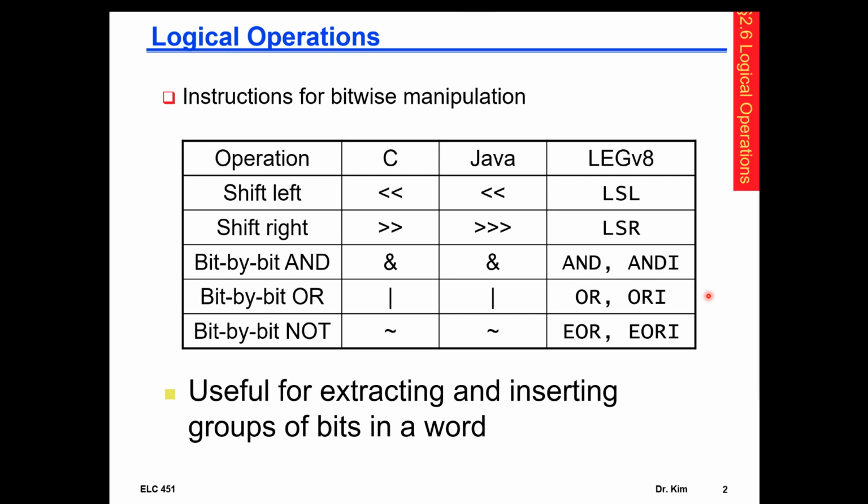That's why in the data path, you have the arithmetic logic unit, because that unit is doing all the arithmetic, so doing addition, subtraction, but it's also doing these operations as well.